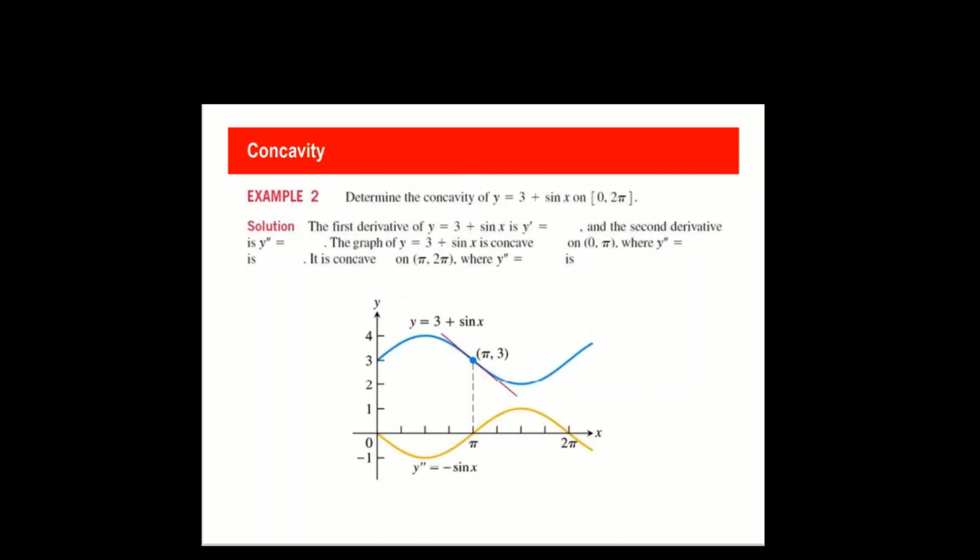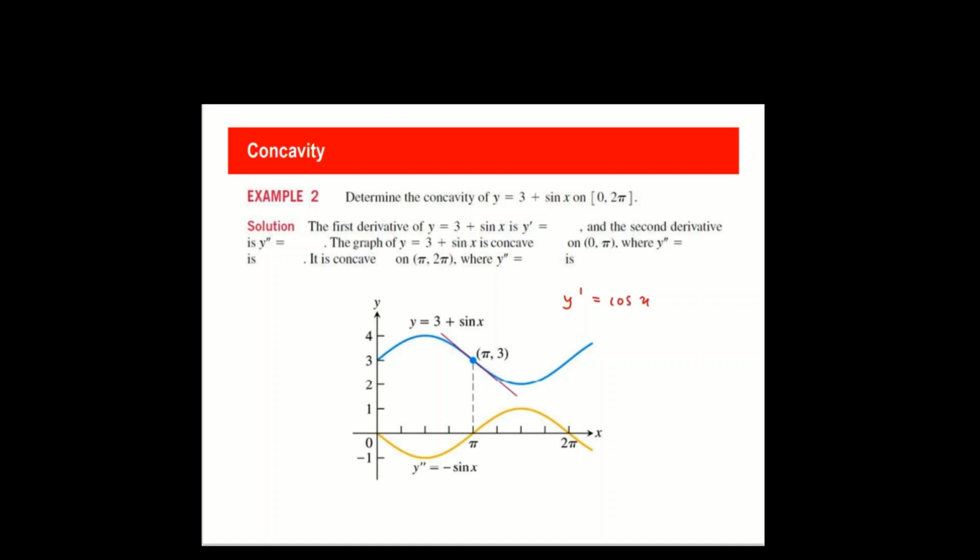So now let us proceed with the third one, even though it is stated as 2 here. Determine the concavity of y equal to 3 plus sine x on the interval 0 until 2 pi. The first derivative of y equal to 3 plus sine x, let me write here, is y prime equal to cos x.